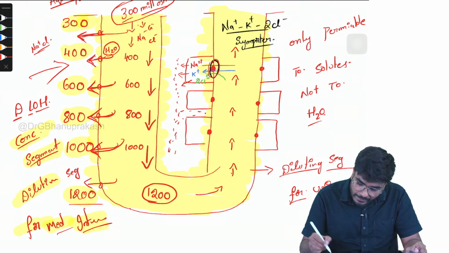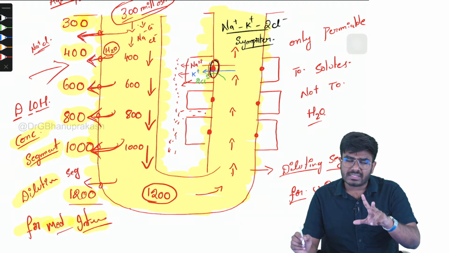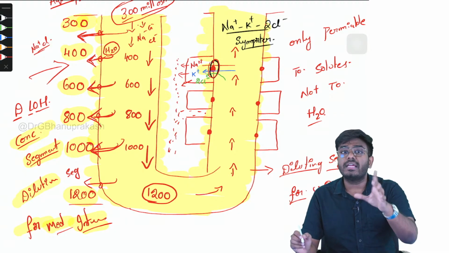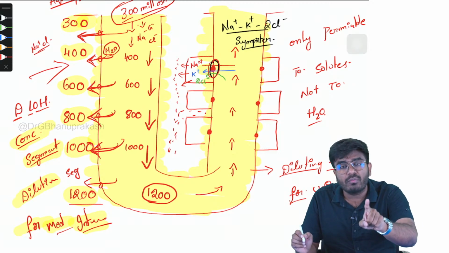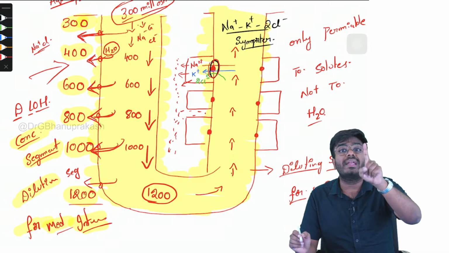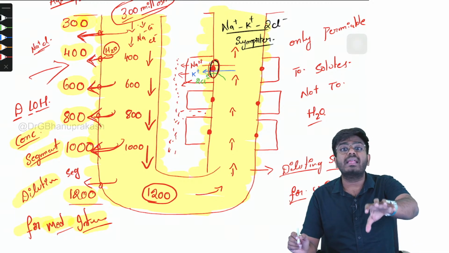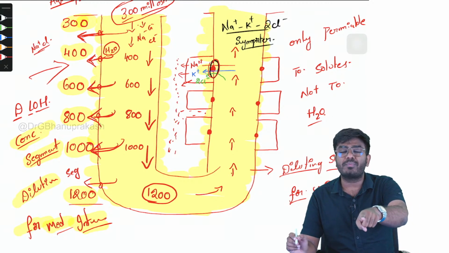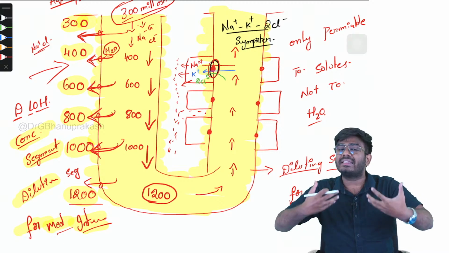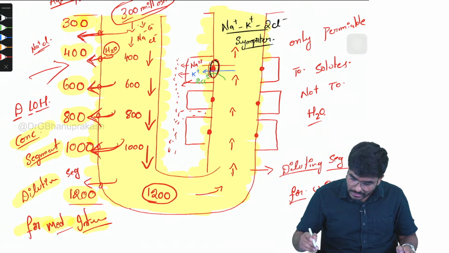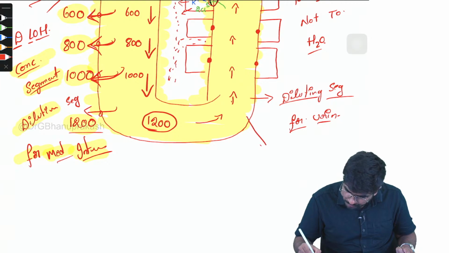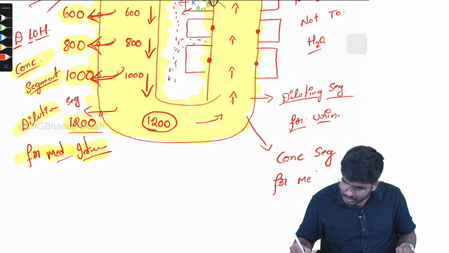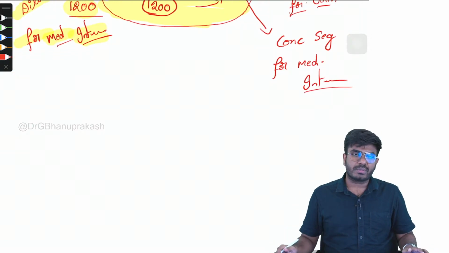In the same way, in the ascending limb of loop of Henle, the urine is getting diluted, no doubt. But in the same ascending limb, with the help of sodium potassium 2 chloride symporter, more and more ions are getting deposited in the medullary interstitium. So, the medullary interstitium is getting hyperosmolar or concentrated because of the ascending limb of loop of Henle. So, write it down here: ascending limb of loop of Henle is the concentrating segment for medullary interstitium.